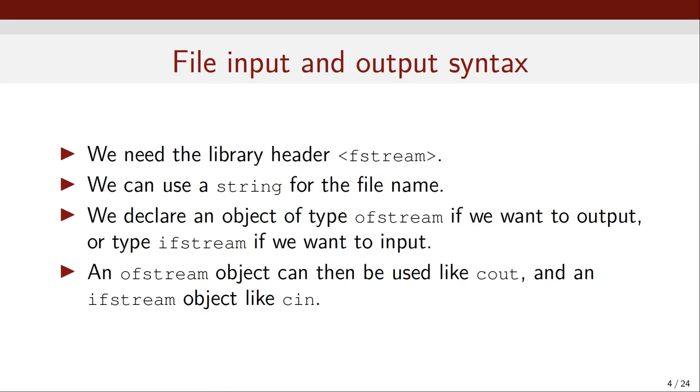Okay, so let's look at the syntax for file input and output. First of all, we need the library header fstream. So we need to include that in angled brackets. And we can use a string for the file name if we want to. We can declare an object of type ofstream. That means output file stream if we want to output. Or we can declare an object ifstream, that means input file stream, if we want to input a file into our program. An output file stream object can then be used like cout, and an input file stream object can be used in the same way as cin.